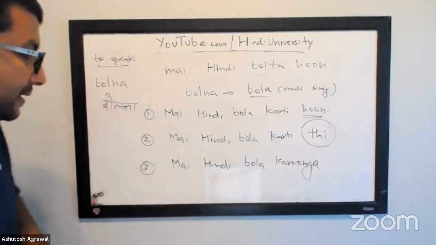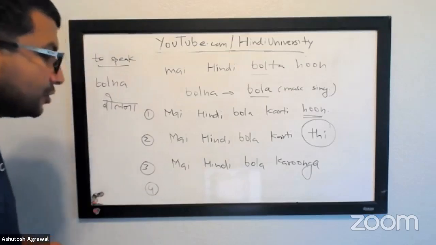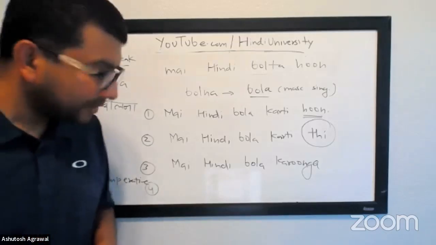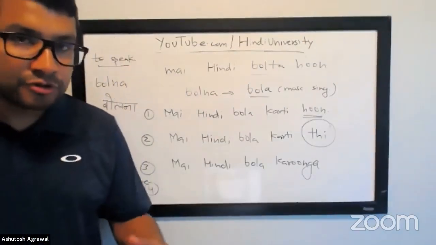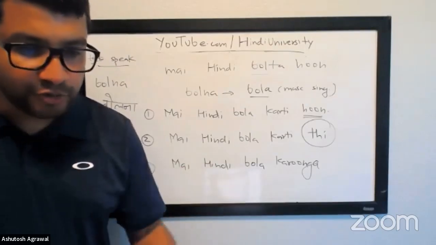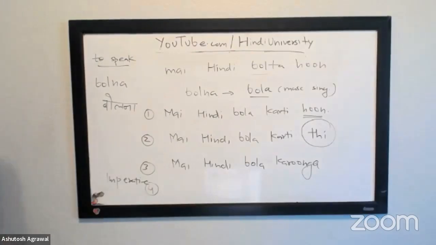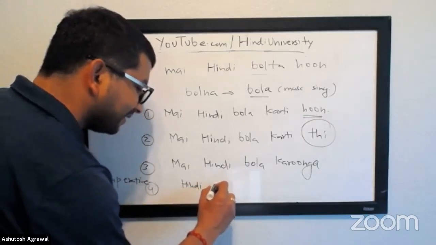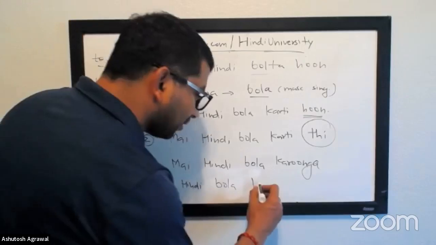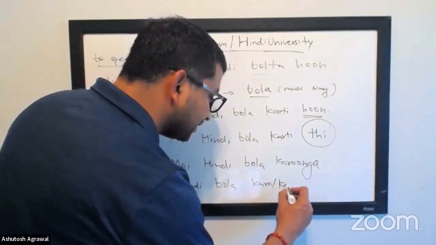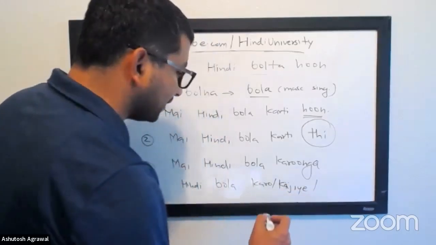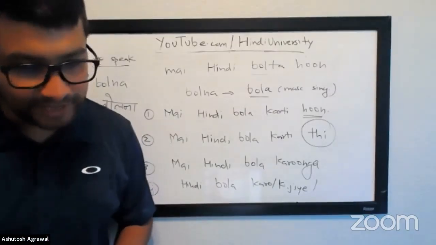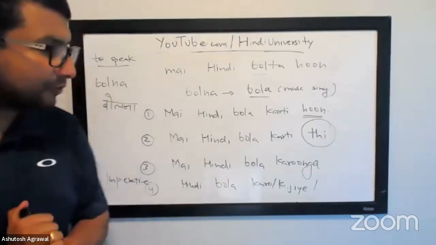Now let's say you are giving advice to someone. You want to use the imperative form. You want to say you should speak Hindi regularly. So हिंदी बोला करे. Yeah, very good. हिंदी बोला करो, कीजिए, or कीजिएगा, or any other form that we have. So that's your imperative form.